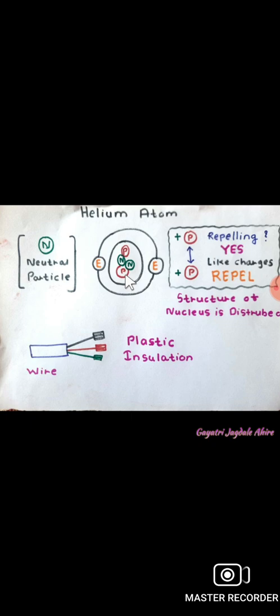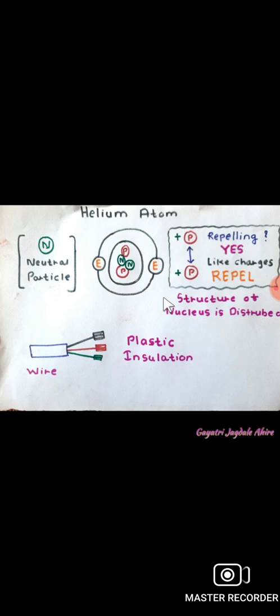According to physics convictions, like charges repel each other. Then the structure of the nucleus will get disturbed. If positive charges repel each other, what will happen? The structure of the nucleus will get disturbed, which is not acceptable.